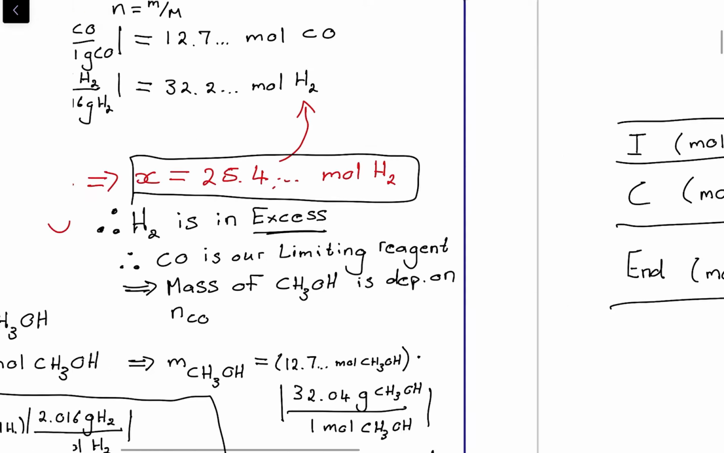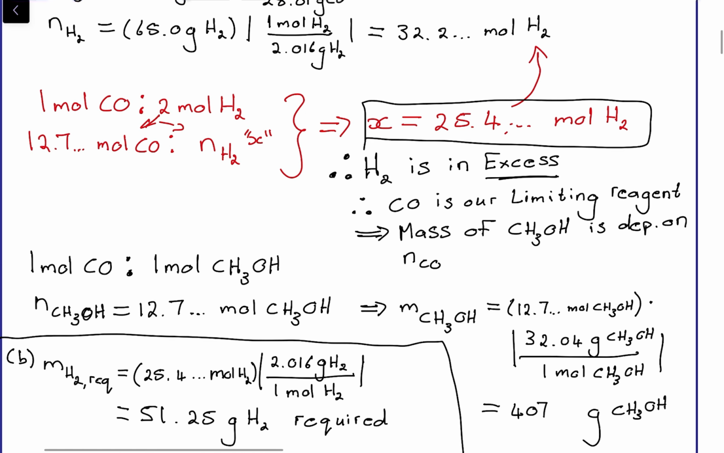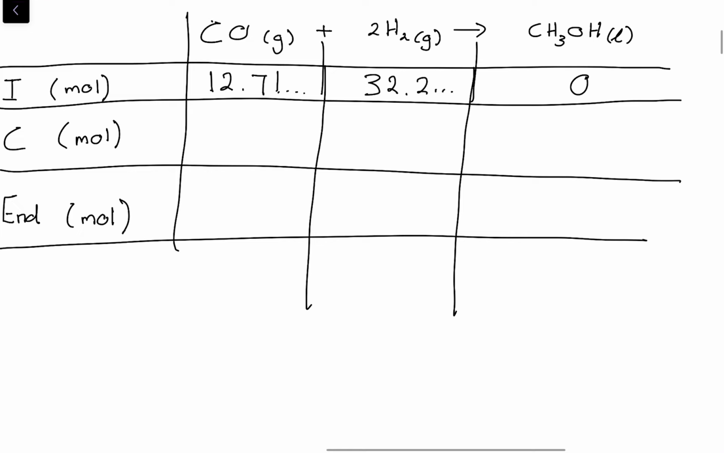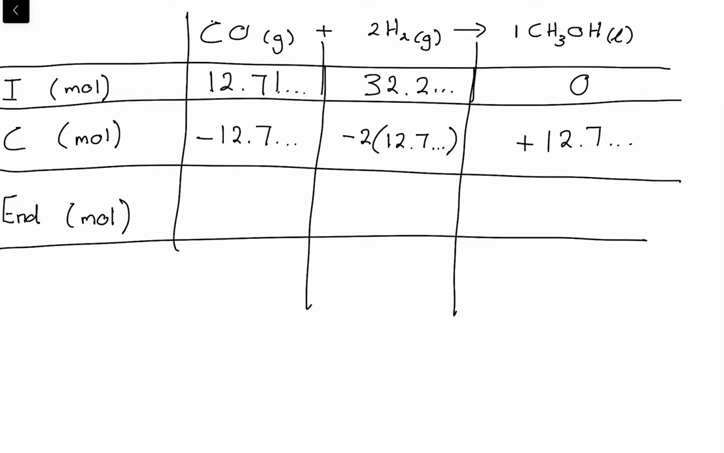Then what was the change? What happened to all the CO? CO was our limiting reagent, so that means all of the CO must have been used up. And how much hydrogen was used up? Twice as much as the CO, because CO is the limiting reagent. It dictates the mole amounts that are being used. That's the important thing about the limiting reagent. And again here, for the methanol, the limiting reagent dictates the amount depending on the stoichiometric numbers.